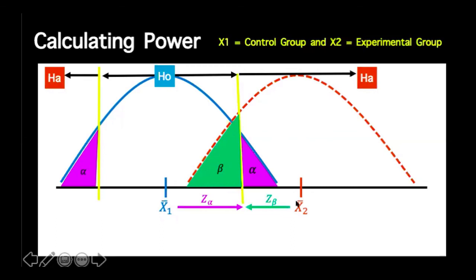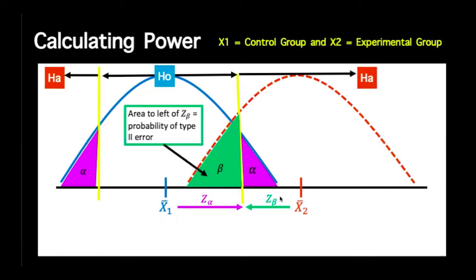That type 2 error is going to have a Z-score as well, right? It represents how far this second sample mean is from the original area of rejection, or the starting point for the area of rejection. Again, Z is the area to the left of the curve. So this would represent the probability of a type 2 error.